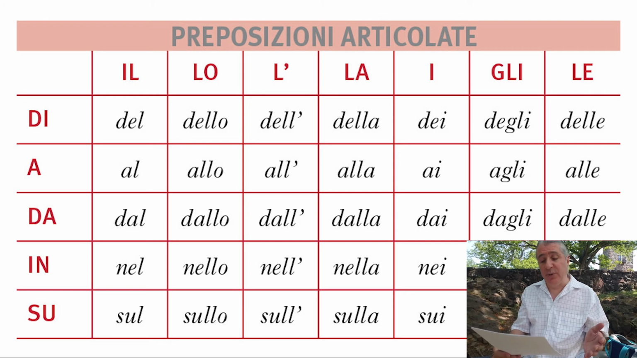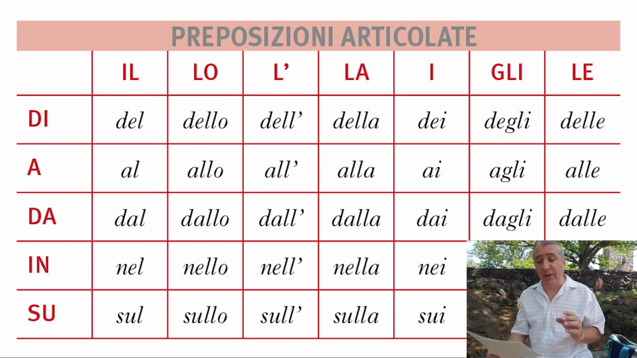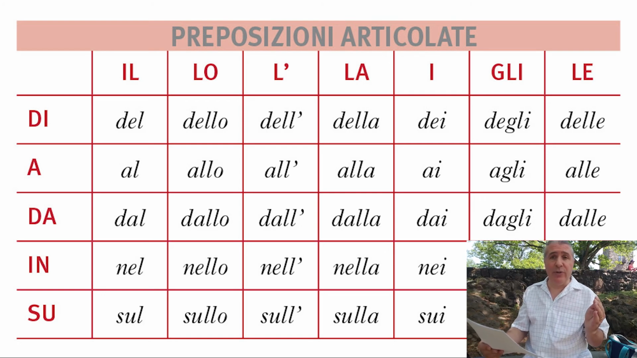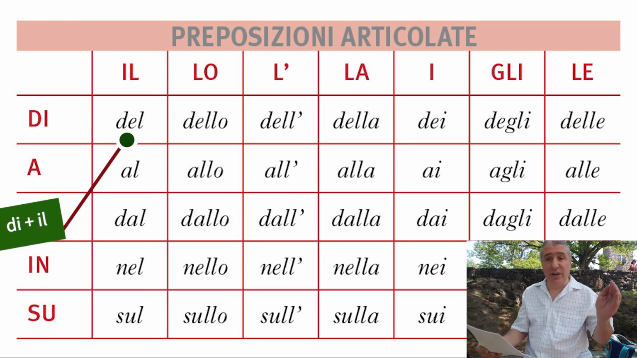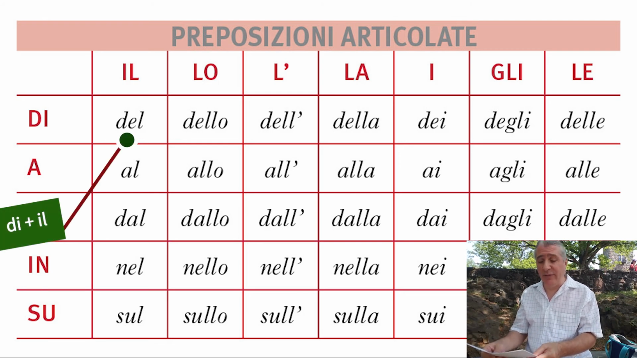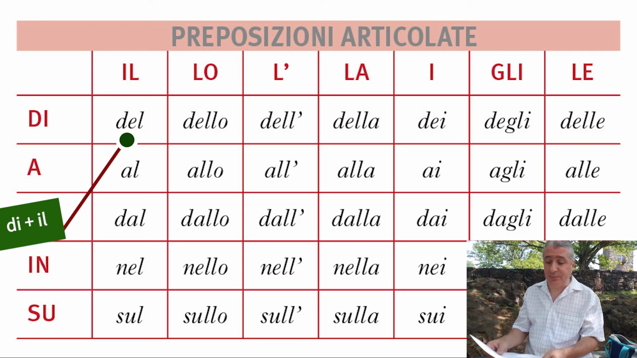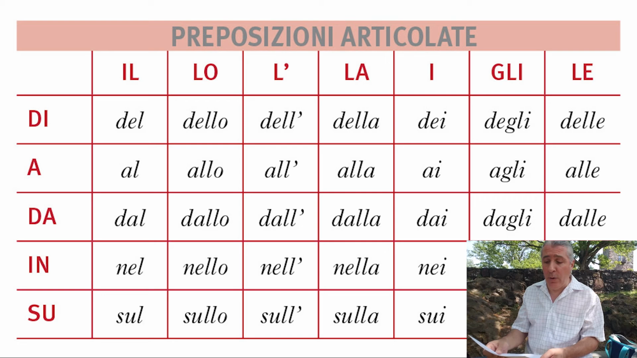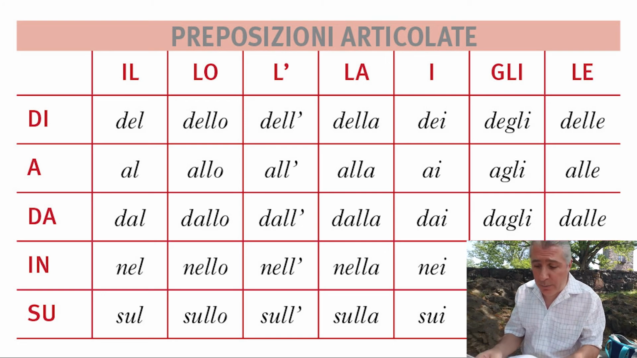So what I'm trying to explain here is, when we take a simple preposition and combine it with a definite article, this is what it looks like. So for example, take our first simple preposition, di. If you look at the top, if we combine di with il, this definite article, it becomes del, D-E-L. If we combine it with lo, it becomes dello.